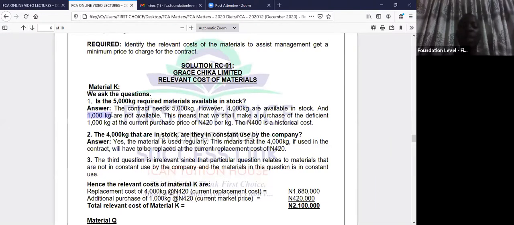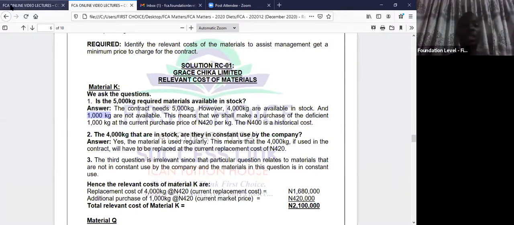It means we are going to the market to buy 1,000 kg of material, because what we have is 4,000 and we need 5,000. So 1,000 kg is not available. So we shall make a fresh purchase of 1,000 kg. How much are we going to buy it?